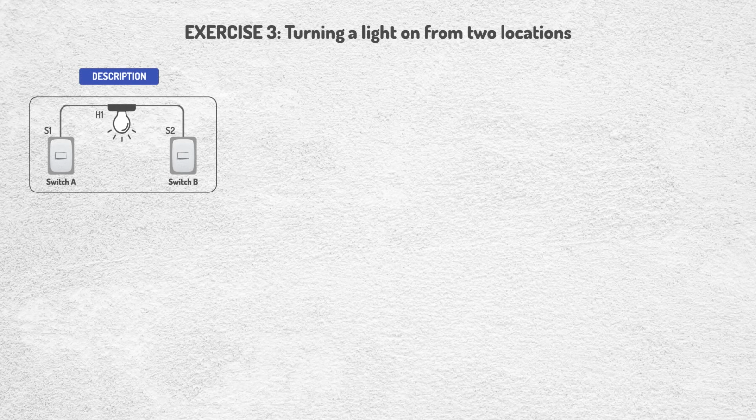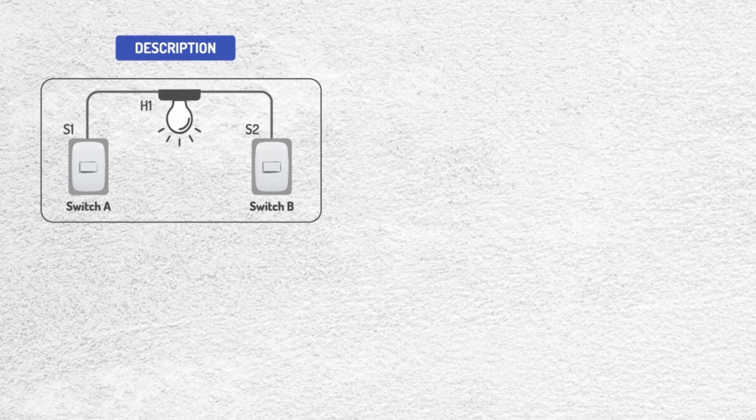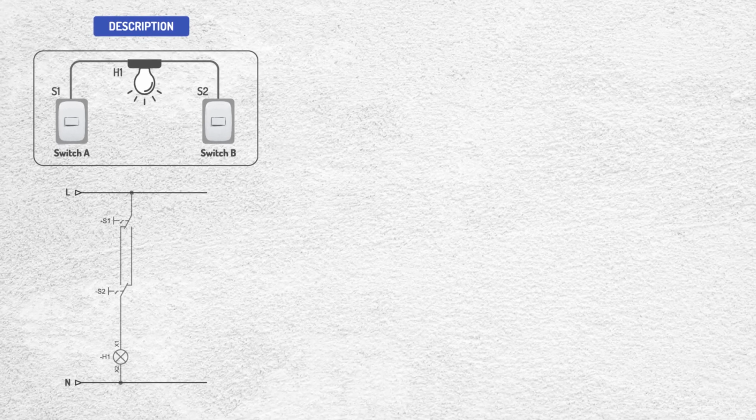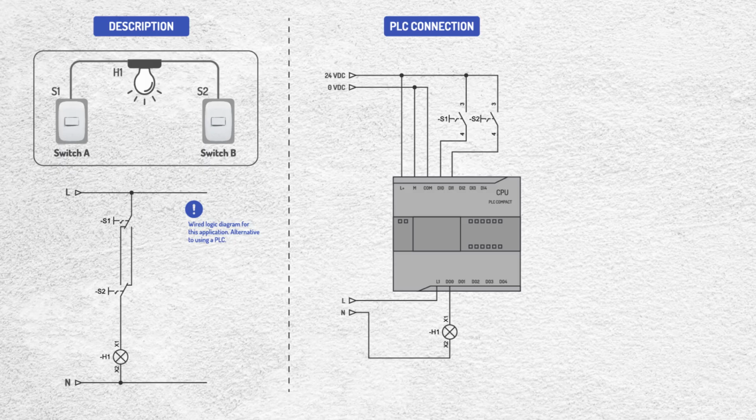Now we will see a very common example, turning a light on or off from two different locations within the same area. If we implement this application using only wired logic, we would need two SPDT switches, as shown in this circuit. If instead we use a PLC, it is no longer necessary to use switching-type electrical devices. Two simple push buttons or switches connected to the PLC digital inputs are enough, plus one digital output for the light, as shown in this second electrical diagram.